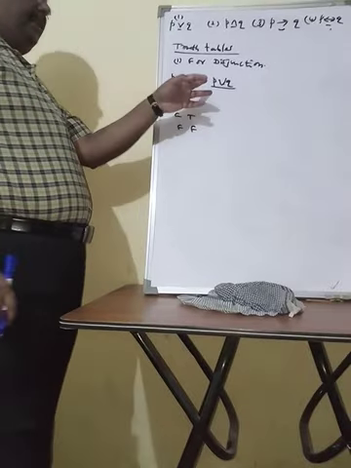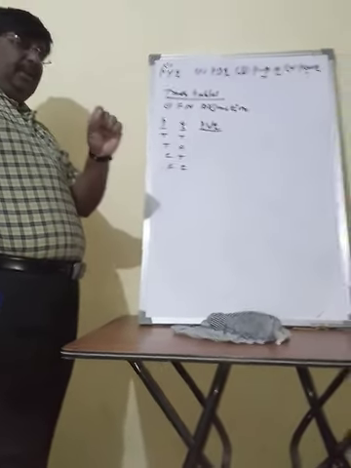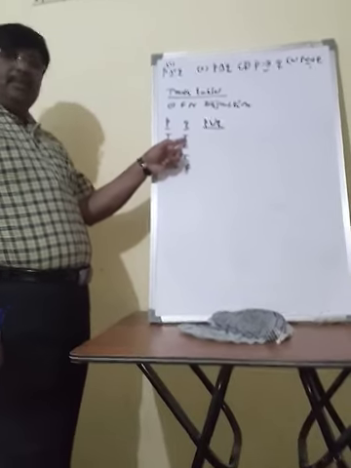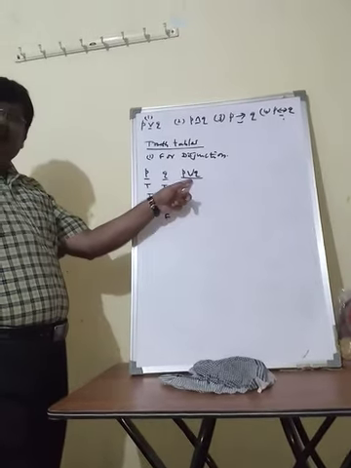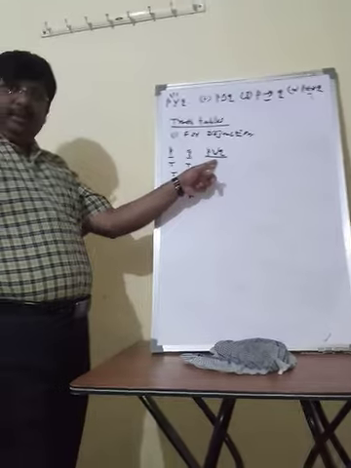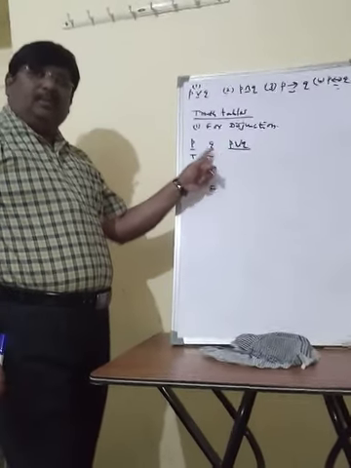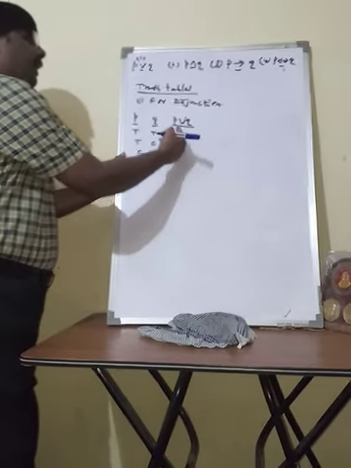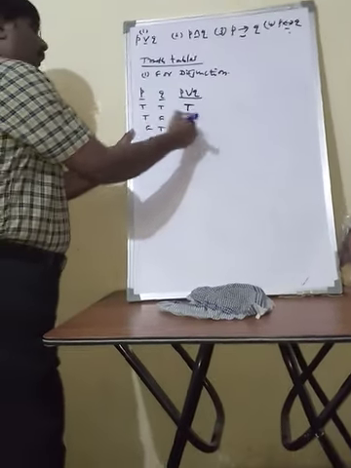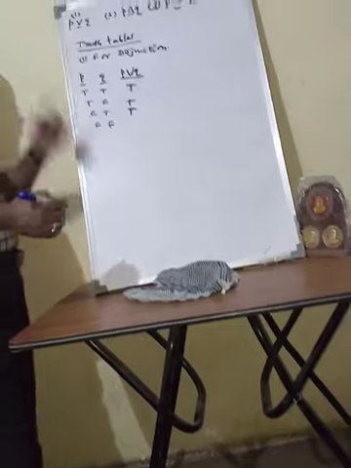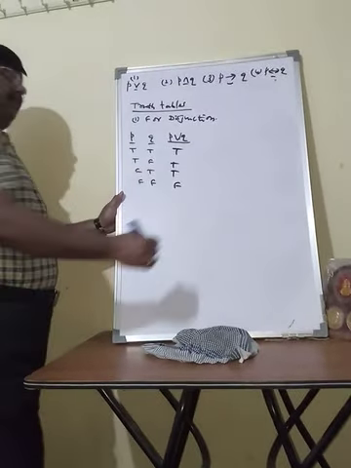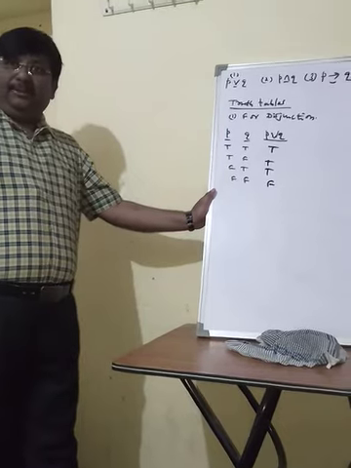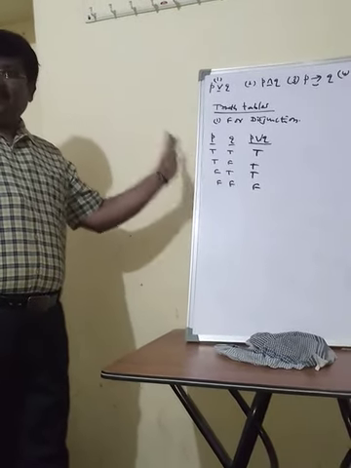Here the connective is or. What is the meaning of or in English? Either this or that. If one of the truth components is true, then the resulting disjunction is true. If both of them are true, then the resulting disjunction is true. It is false only when both of them are false. It is true in all other cases.